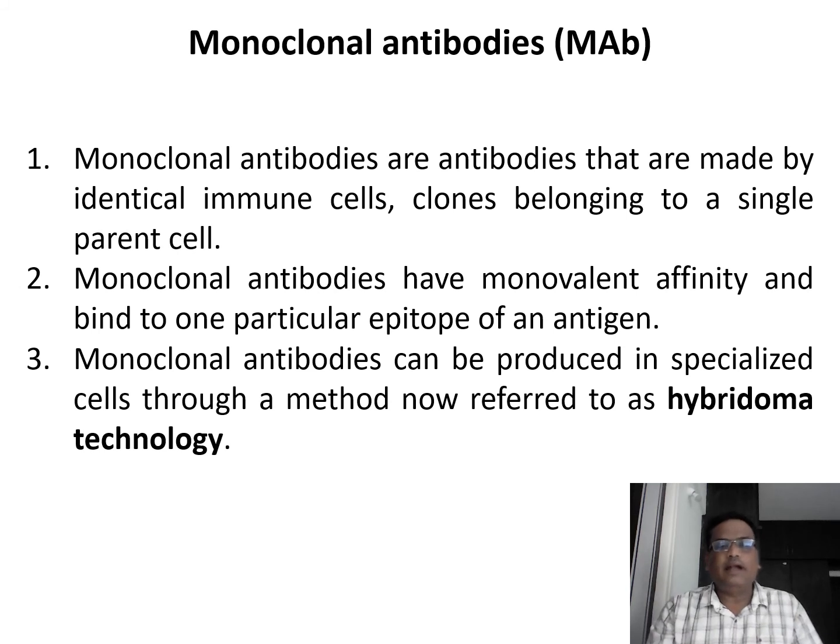So monoclonal antibodies are antibodies that are made by identical immune systems. I already told you they are produced by the plasma cells of the immune system, and monoclonal antibodies have monovalent affinity and bind to one particular epitope of an antigen. So monoclonal antibodies can be produced in specialized cells through a method now referred to as hybridoma technology. Now what is this hybridoma technology?